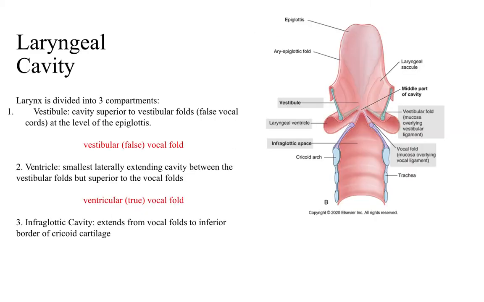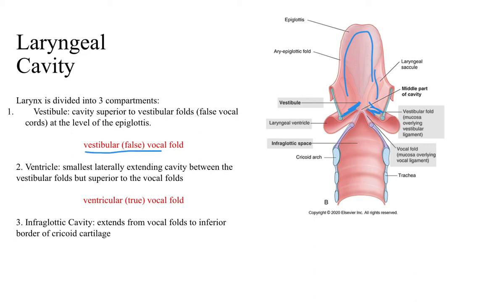All right, looking at a posterior view with a coronal section of the larynx, we see that the laryngeal cavity is divided into three compartments. The first compartment is the vestibule, and that's the part that contains the epiglottis right here, above the level of the vestibular ligaments. And remember, those vestibular ligaments were considered our false vocal cords that were above the true vocal cords. So we refer to them as the vestibular vocal cords or the false vocal cords.